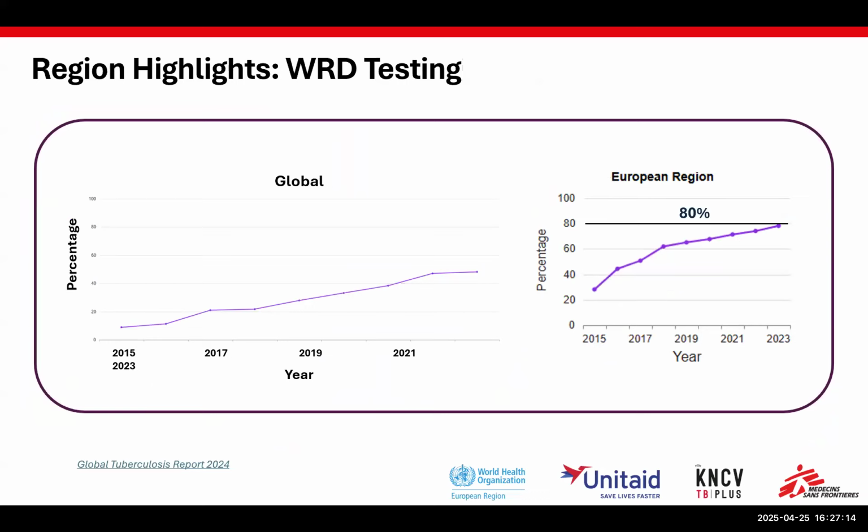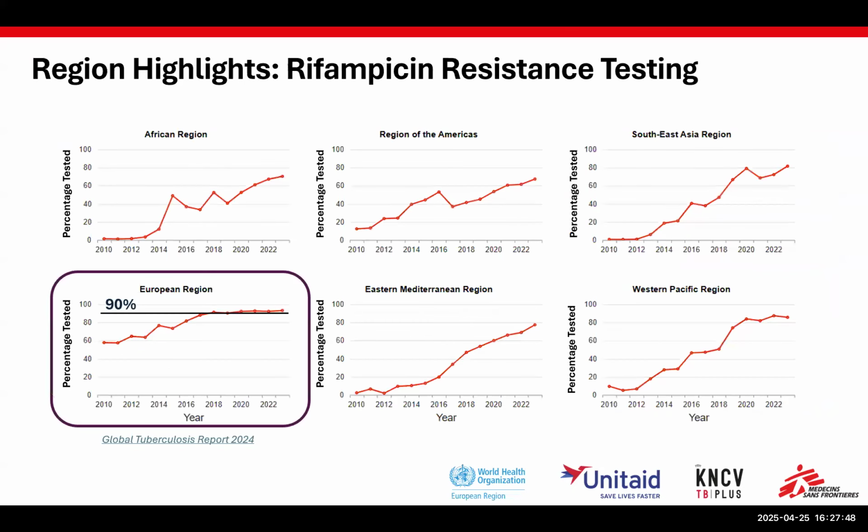As I mentioned, the Euro region has achieved increases in the coverage of WRD testing for incident or new cases of TB. The global proportions are shown on the left over time, where the percentage has increased but has plateaued since recovery from the COVID pandemic in 2022. However, in the European region, we see that it is one of only two regions where 80% of the population received WRD testing of those that were newly diagnosed with TB in 2023. In addition, we see high overall proportions of rifampicin resistance testing among patients with bacteriologically confirmed TB, as shown in the circled figure. And you can see, compared to other regions, this is a great success and has remained at a high level since 2018.